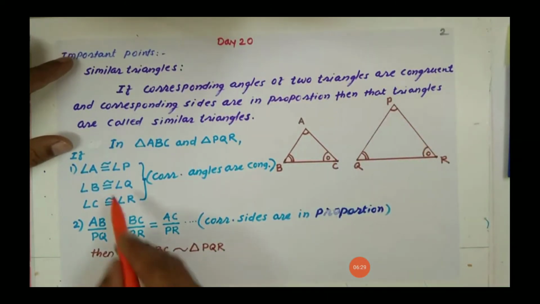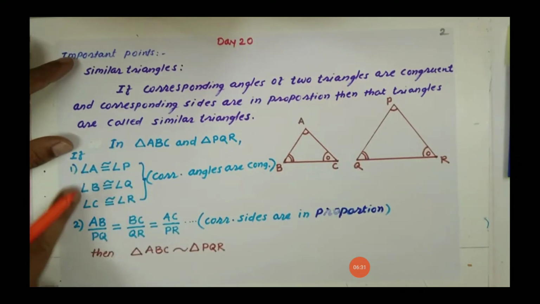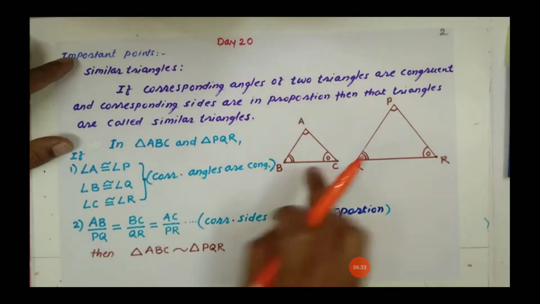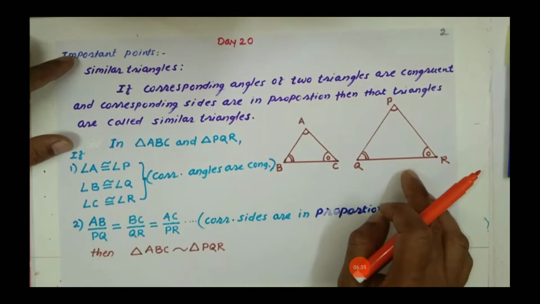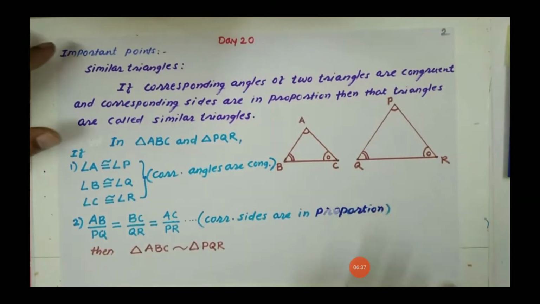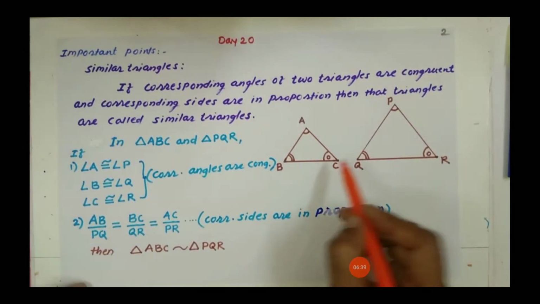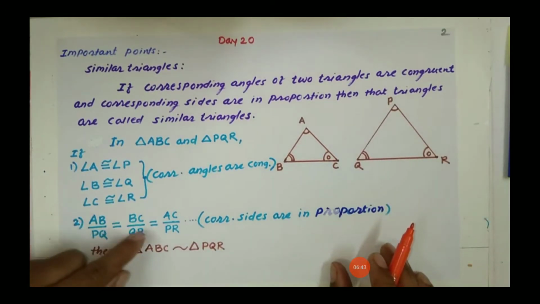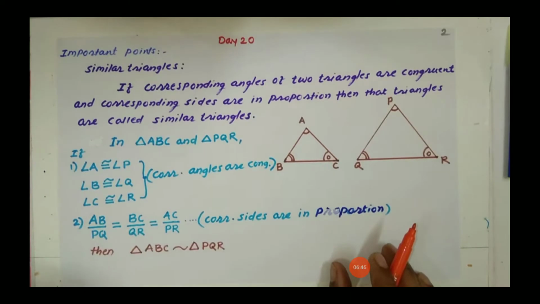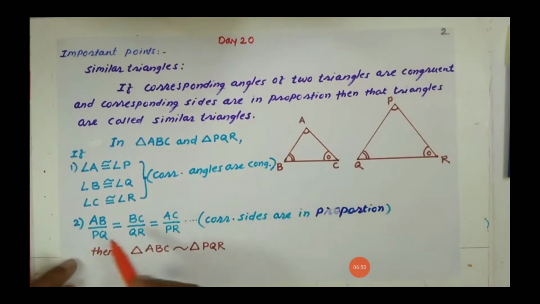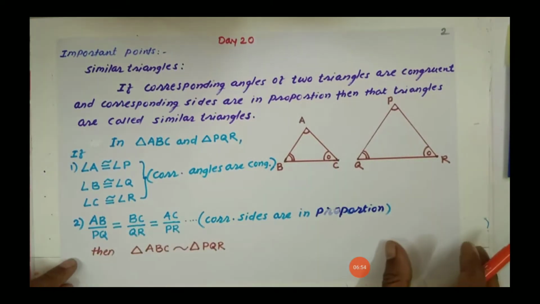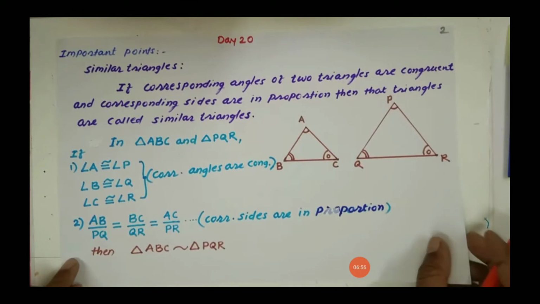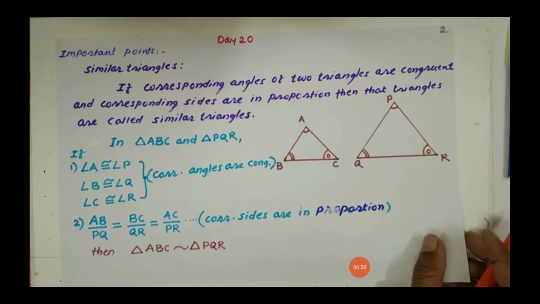These conditions are sufficient for triangles to be similar. That is, if the angles are congruent, then these two triangles are definitely similar. Okay, remember, and if the triangles are similar, then their corresponding sides are in proportion. Remember this line. If the triangles are similar, then their sides are in proportion. Okay, next we'll see the solved example.